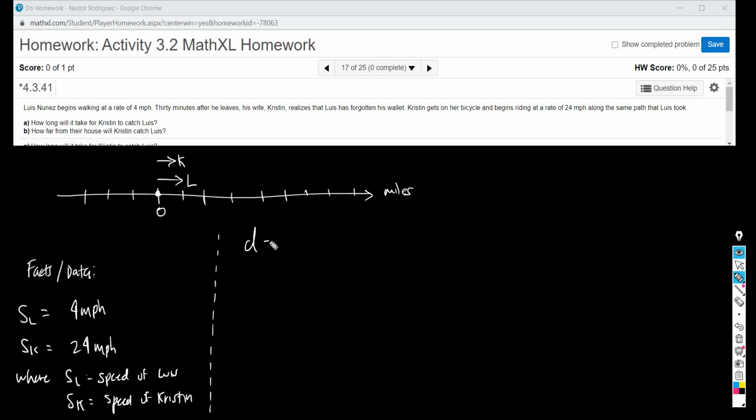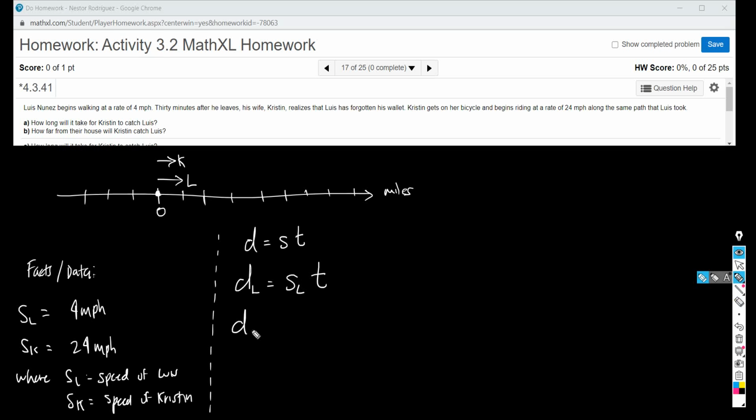Remember, the distance covered by a particle is equal to its speed times its time traveled. So I'm gonna write two equations, one for Luis, one for Kristen. The distance traveled by Luis is equal to Luis's speed times the time that he has walked, and the distance, well, I'm gonna write it here also.